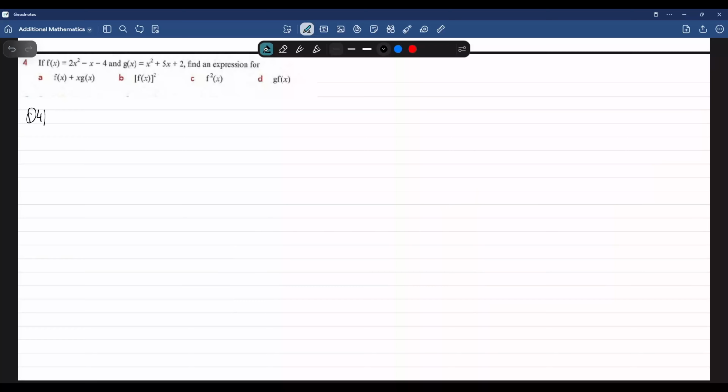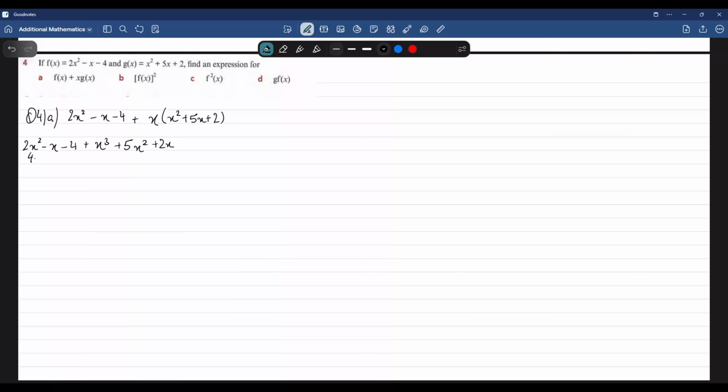Question number 4a is f(x). So just copy down f(x), 2x squared minus x minus 4, plus x g(x). So x g(x) means x multiplied by, and now copy down inside the bracket g(x), so x squared plus 5x plus 2. Now if we were to simplify this, I would get 2x squared minus x minus 4 plus x cubed plus 5x squared plus 2x. Simplify this further.